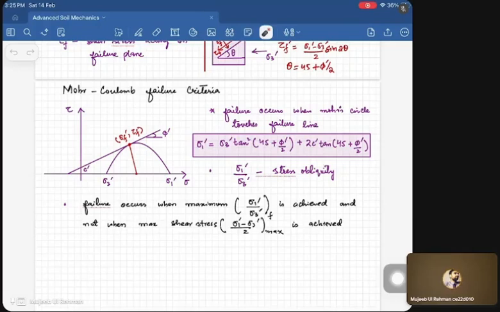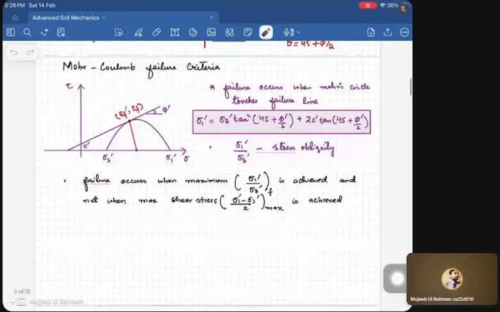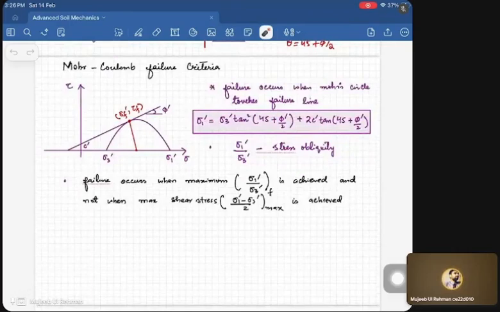So according to the Mohr-Coulomb failure criteria, failure occurs when the Mohr circle touches the failure line. It means that the soil will fail only if this Mohr circle, which is the one that we get from the triaxial tests, touches the failure line; at that point, we say the soil has failed. The equation is given by sigma 1 dash is equal to sigma 3 dash tan square (45 plus phi by 2) plus 2c tan of (45 plus phi by 2), and sigma 1 dash by sigma 3 dash is called the stress obliquity.